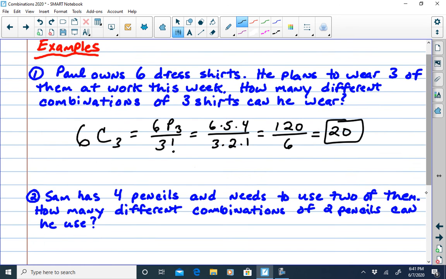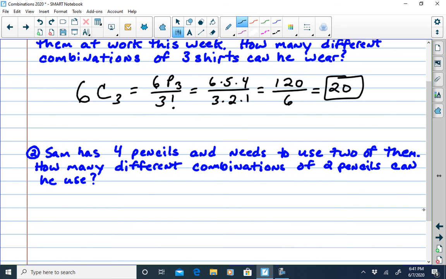All right? So combinations is different from the permutations, and we want to be able to eliminate, right? By dividing by that factorial, we are eliminating the duplicates. Okay. Let's try the next one.